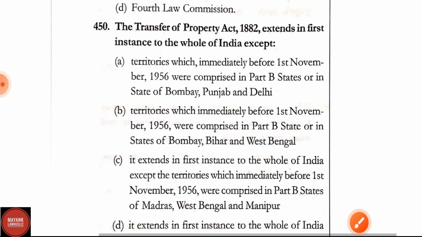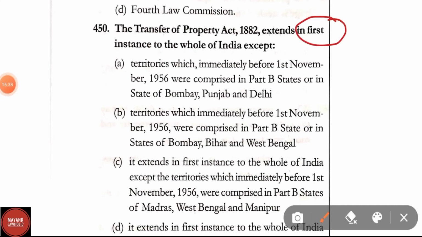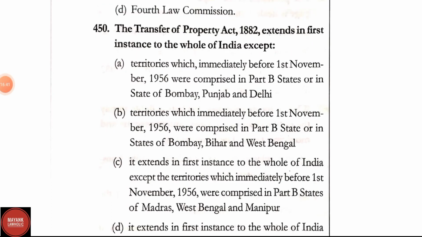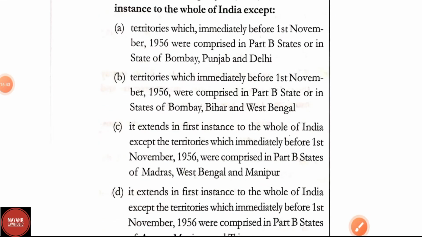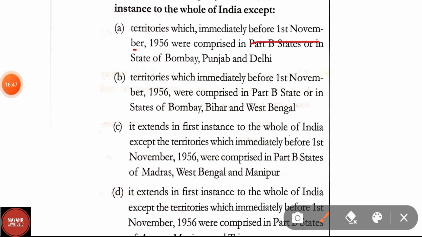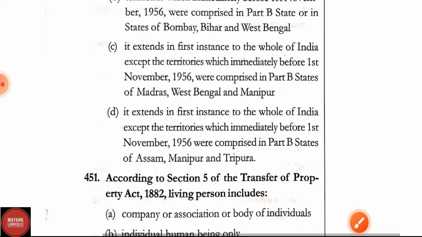Question number 450. The Transfer of Property Act extends in the first instance to the whole of India except option A, territories which immediately before the 1st November 1956 were comprised in Part B states or in the state of Bombay, Punjab and Delhi. This statement is correct. Therefore, correct answer here will be A.